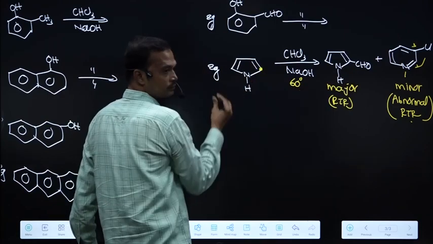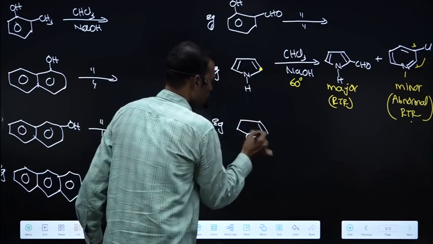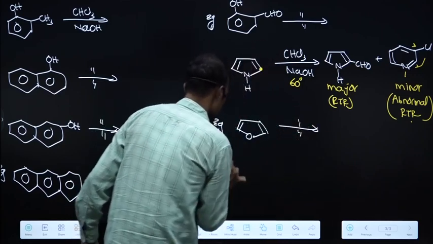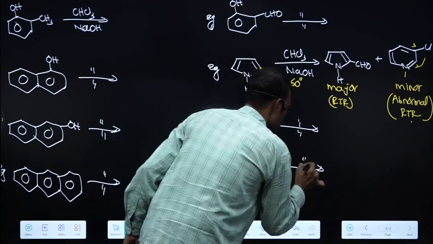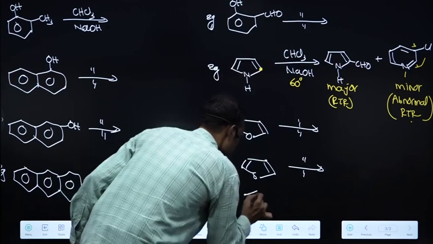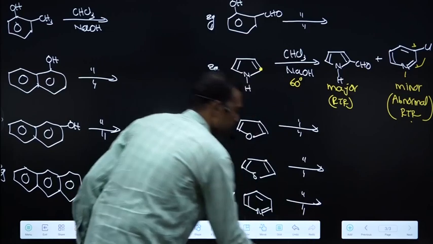Okay? And if I take furan involved in Reimer-Tiemann, what is the answer? Thiophene involved in Reimer-Tiemann, what is the answer? You know pyridine? Pyridine involved in Reimer-Tiemann, what is the answer?